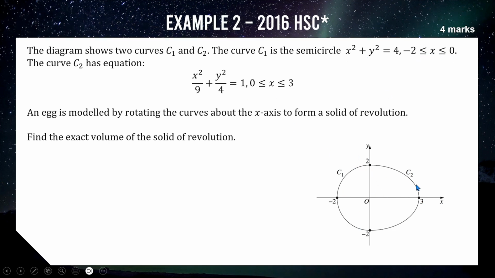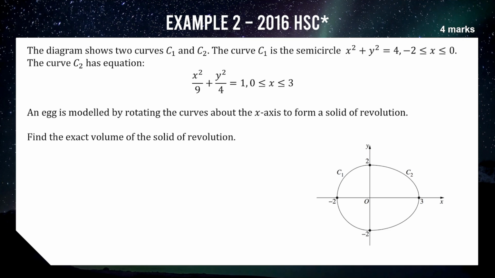And the right-hand side is half of an ellipse, and the equation of the ellipse is given here, and we're just going between 0 and 3 to get the right-hand side of the ellipse to make this cool little egg ball thingy. We're going to rotate this shape, this region, around the x-axis to actually form an egg, and we're going to use the power of mathematics to find the exact volume of this egg, which is really fun.